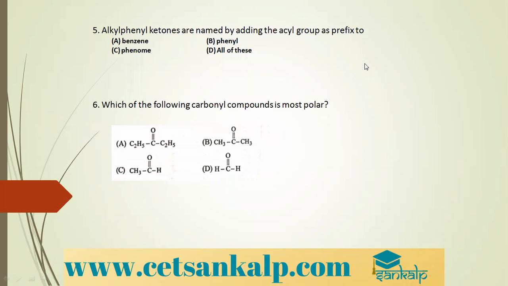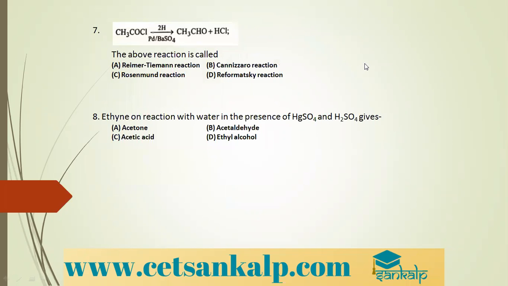Okay. So the most polar compound will be formaldehyde. Moving to the 7th question. CH3COCl is subjected to reduction. 2H stands for reduction in presence of palladium poisoned with barium sulfate. What is this reaction, students?